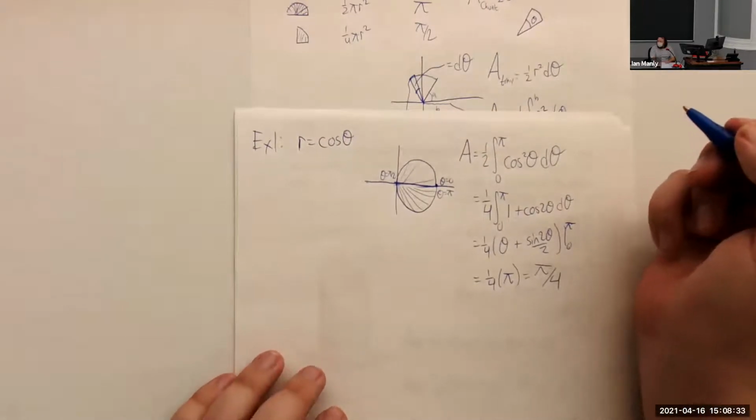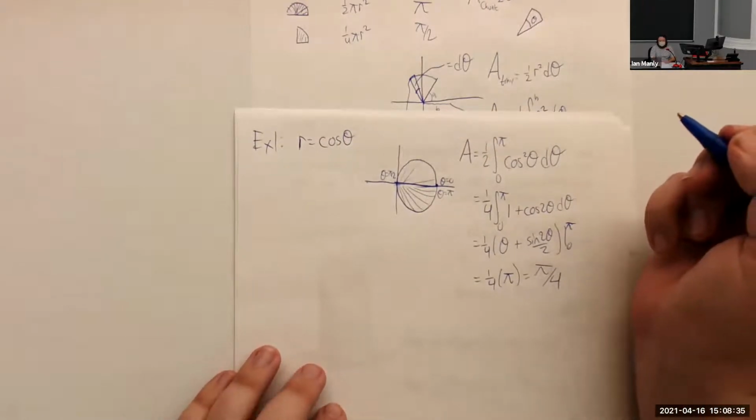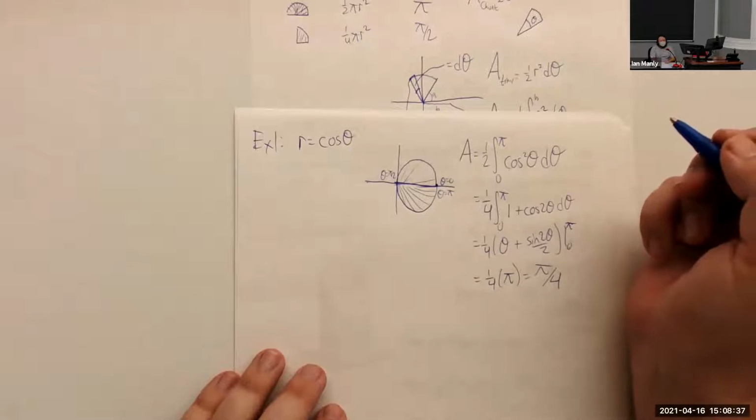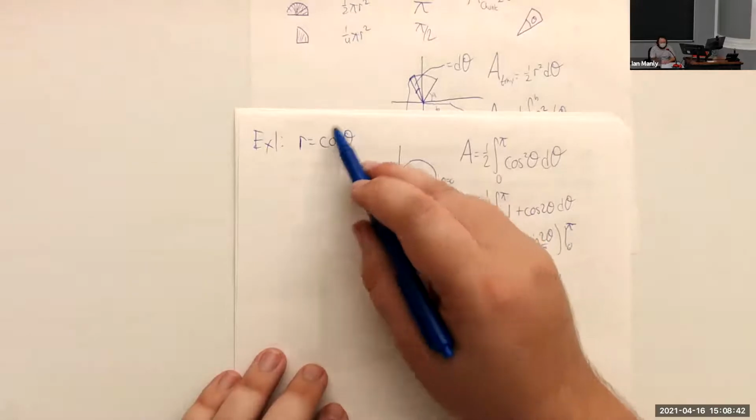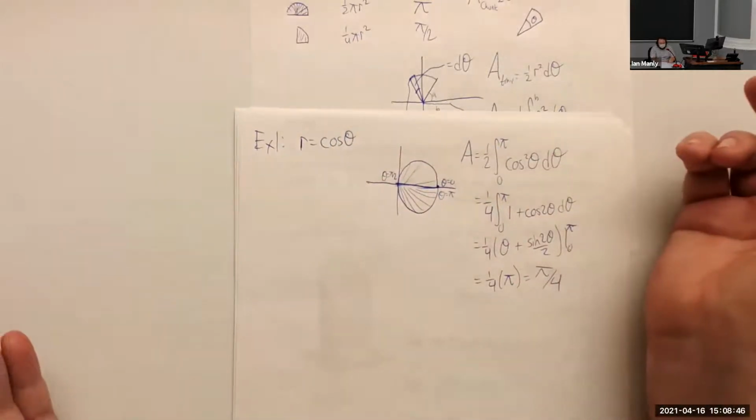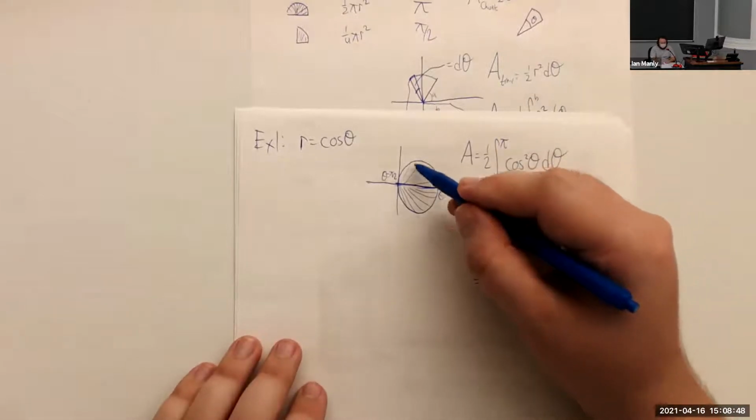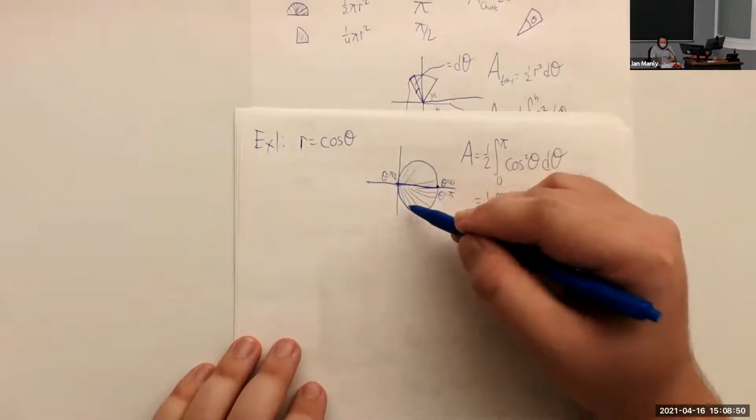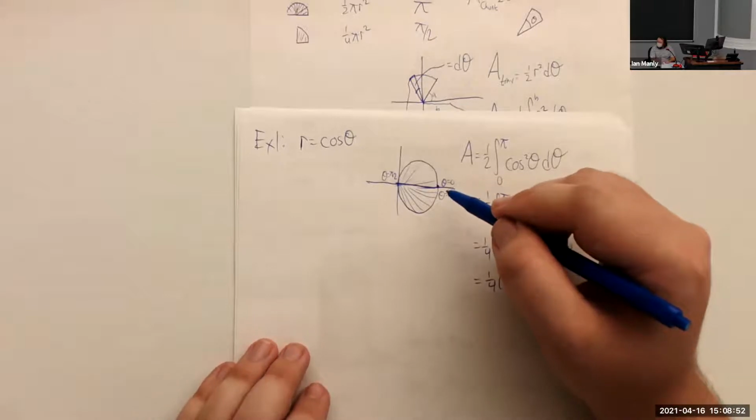So my suggestion for any of these problems, whenever we're doing any kind of area, is to actually draw the picture. Because you might think, okay, well, maybe I'm just going to go from 0 to 2 pi because it's a cosine, but that would actually end up giving twice the area here. So you need to draw the picture to be aware of what angles you need to go through right here.